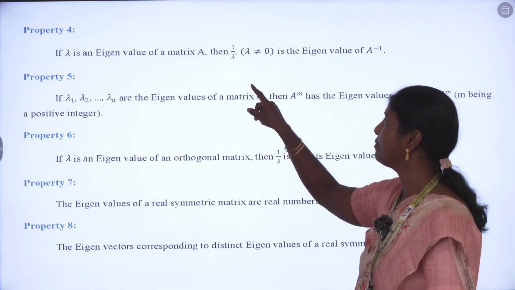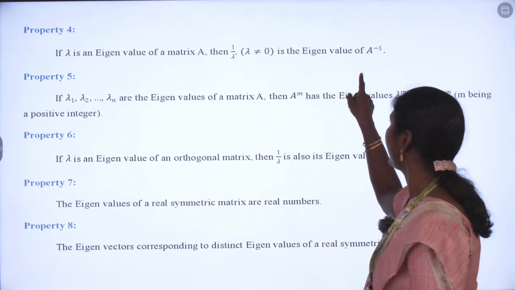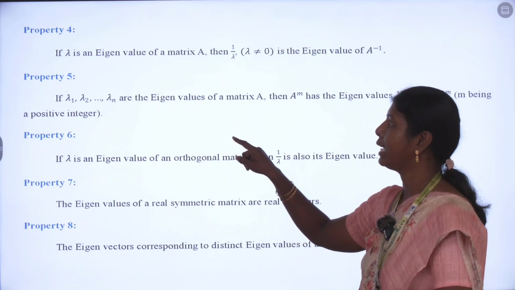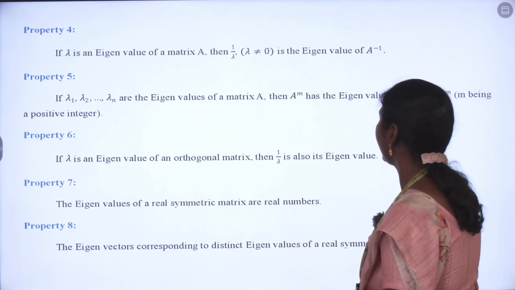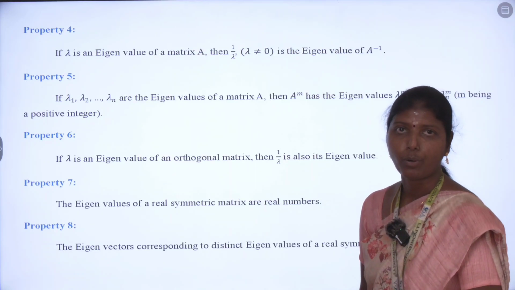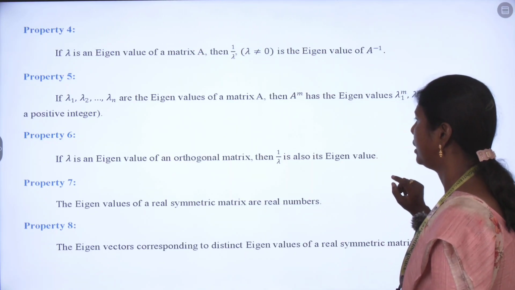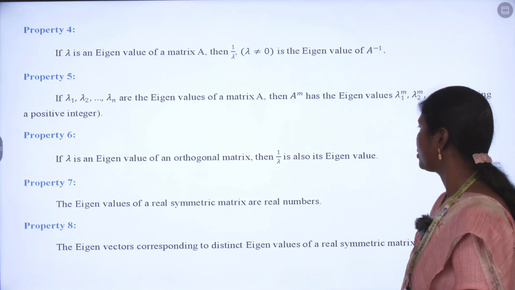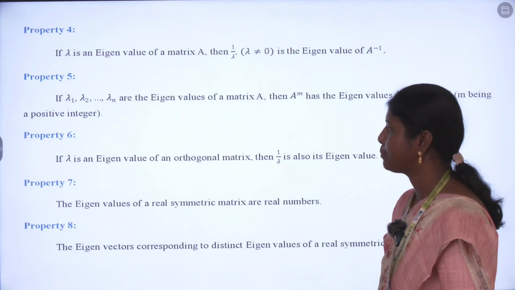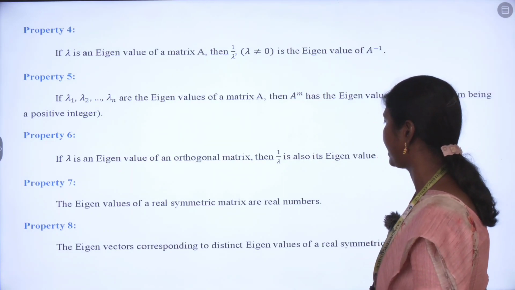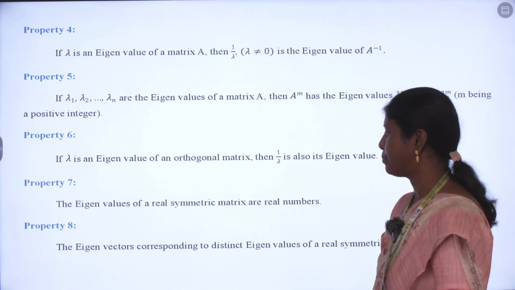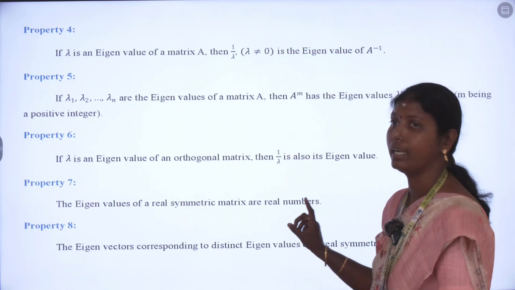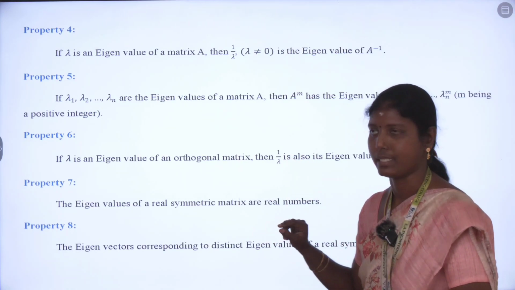Property 4, if lambda is an eigenvalue of a matrix A, then 1 by lambda is an eigenvalue of A inverse. Next, property 5, if lambda 1, lambda 2, etc., lambda n are the eigenvalues of a matrix A, then A to the power m has the eigenvalues lambda 1 to the power m, lambda 2 to the power m, etc. Then property 6, if lambda is an eigenvalue of an orthogonal matrix, then 1 by lambda is also its eigenvalue. Next is property 7, the eigenvalues of a real symmetric matrix are real numbers. Next, property 8, the eigenvectors corresponding to the distinct eigenvalues of a real symmetric matrix are orthogonal. So based on these properties, we are going to see the problems.